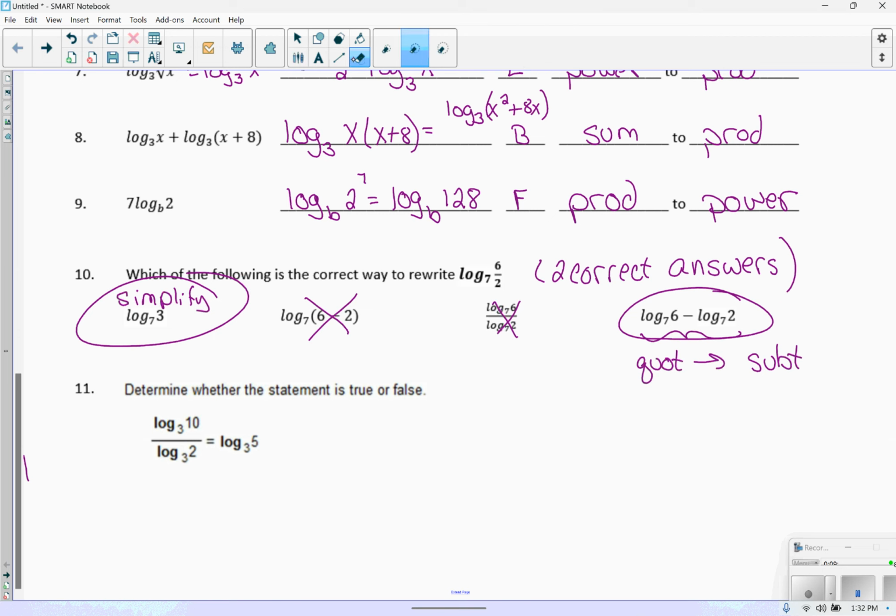Okay, next one is one of those common mistakes. Determine whether it's true or false. We don't have any rule that allows us to take a problem like this and simplify it. We do know that if it was this, that does simplify to log base 3 of 5. So thinking in terms of what do we know simplifies, and then where do we not want to confuse things.